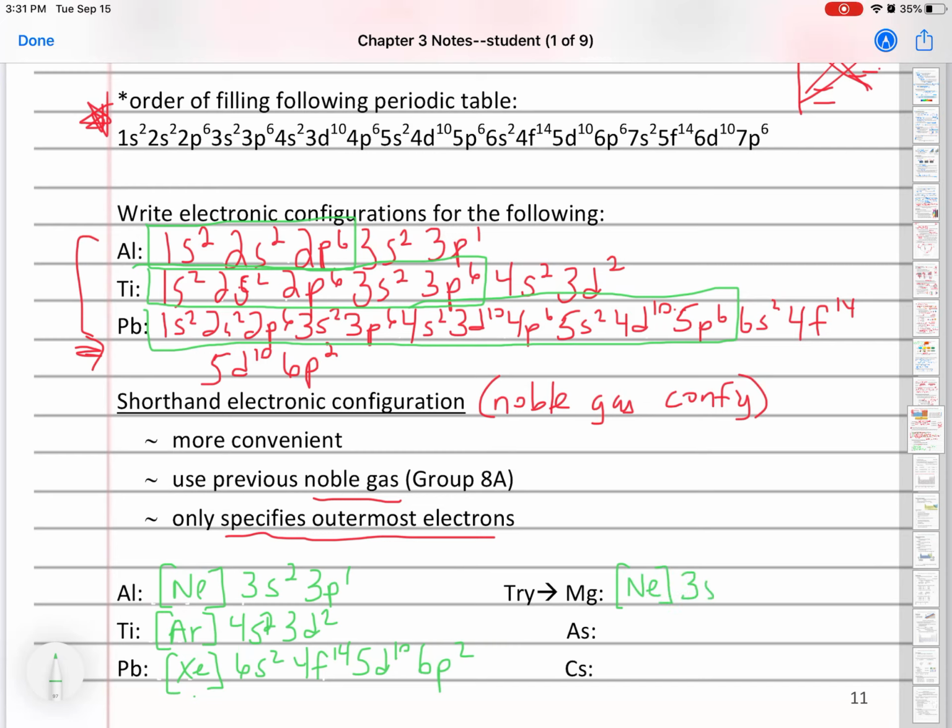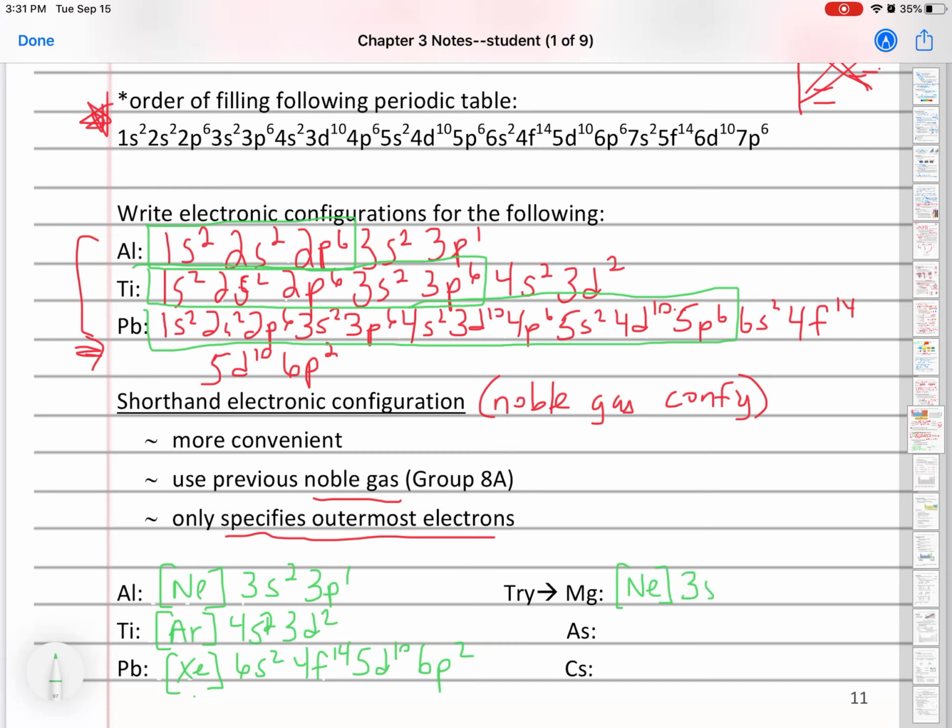Okay, so using your periodic table, you should be able to do that pretty quickly, not having to write out all of these different electrons and count up to the number of electrons. Using the periodic table makes electron configurations much quicker, much easier to write out and to view. And this noble gas configuration is not just convenient and easier to look at and write, it's actually highlighting the most important electrons in an atom, which are those outermost electrons.